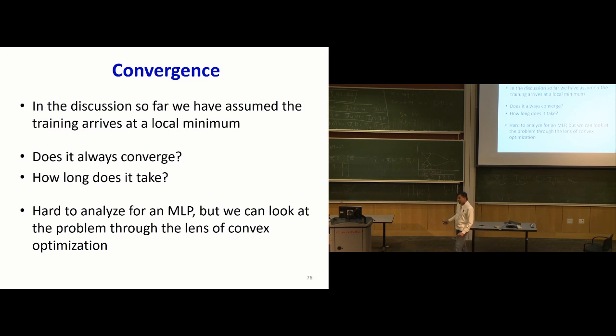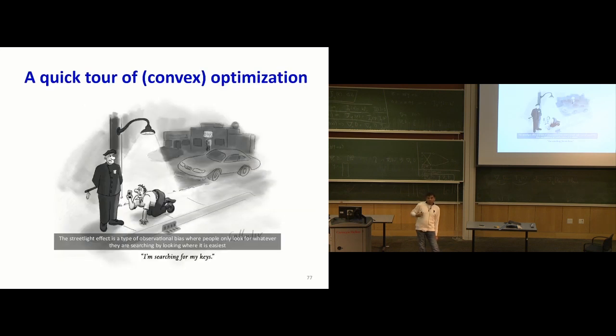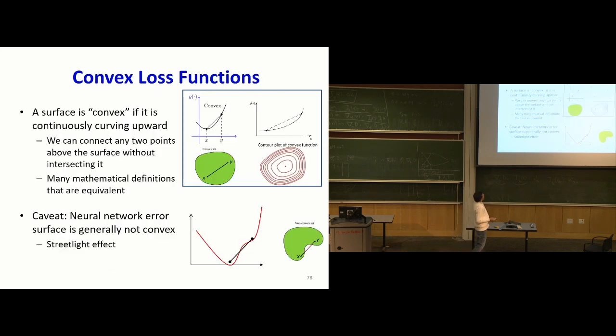So what we will do is go back and look at a much simpler problem that we can understand and try to extrapolate what we know to the more complex situation of multilayer perceptrons. And specifically, we're going to look at convex functions simply because convex functions are easy to interpret. We're going to use the streetlight effect where we look for whatever we are looking for by looking where it's easiest. So what do I mean by a convex function?